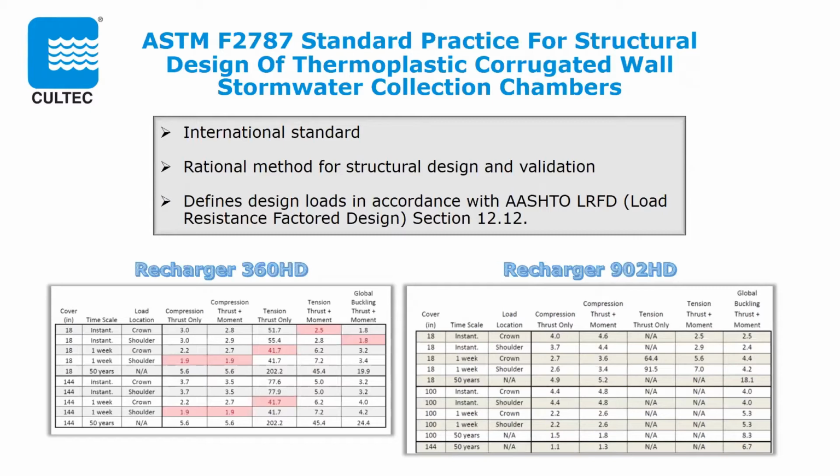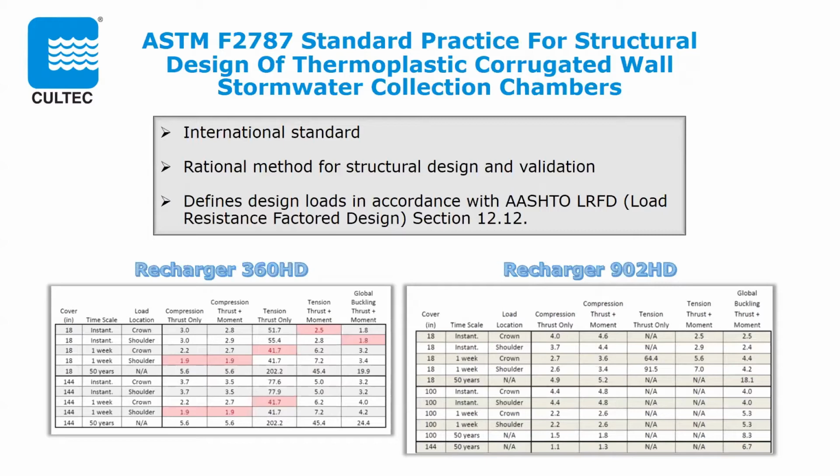The analysis follows the rules of AASHTO load resistance factor design. The result of the validation procedure is a structural adequacy factor, as shown in these tables. The minimum requirement is 1.0 for any load case, duration, and failure mode. The lowest adequacy factor is considered the design's controlling factor.